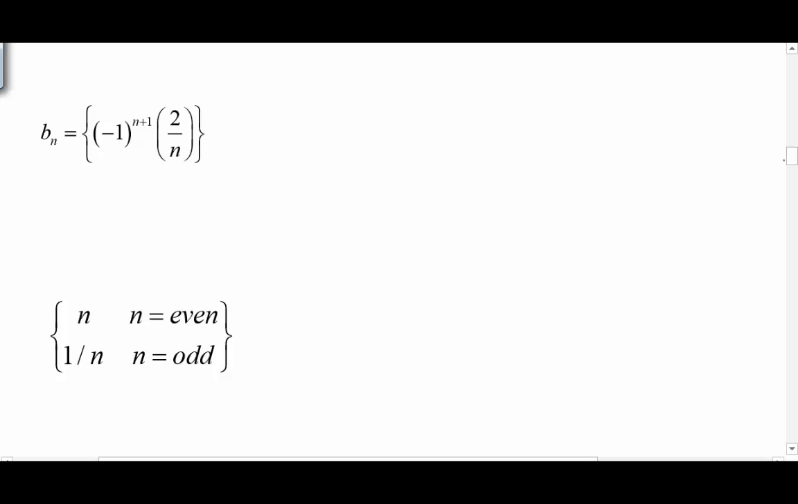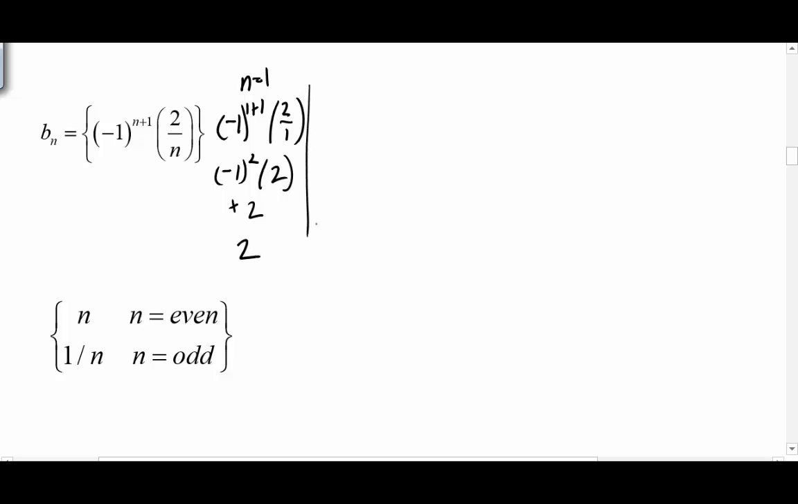Okay, let's look at another pattern. Negative 1 to the n plus 1 times 2 over n. Okay, so same deal. We're going to evaluate it at the first 6 numbers. So n equals 1, we'll go negative 1 to the 1 plus 1 times 2 over 1. Okay, now 1 plus 1 is 2. Sorry, I put parentheses around that. And then 2 over 1 is 2. So what is negative 1 squared? Well, that's just positive 1. And positive 1 times 2 is just 2. So the first number in our pattern is the number 2.